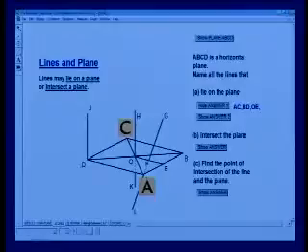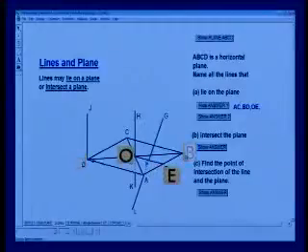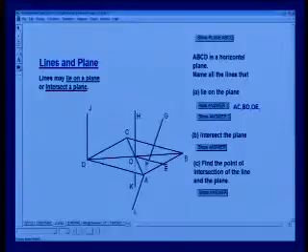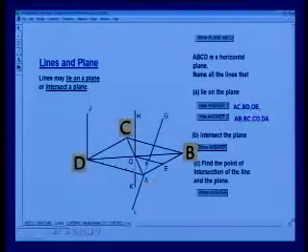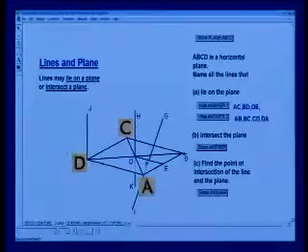AC lies on the plane. BD lies on the plane. And OE also lies on the plane. Other than that, you have some other lines which you may have noticed. AB lies on the plane. BC lies on the plane. CD lies on the plane. And DA also lies on the plane.